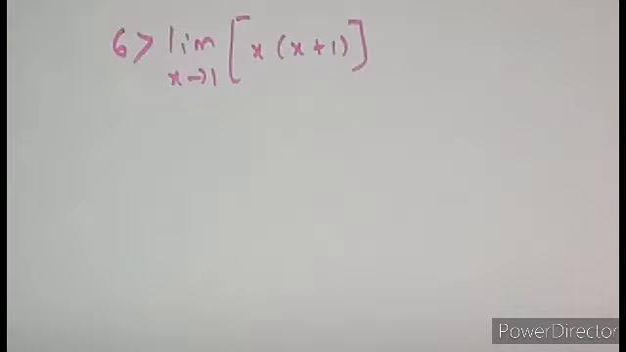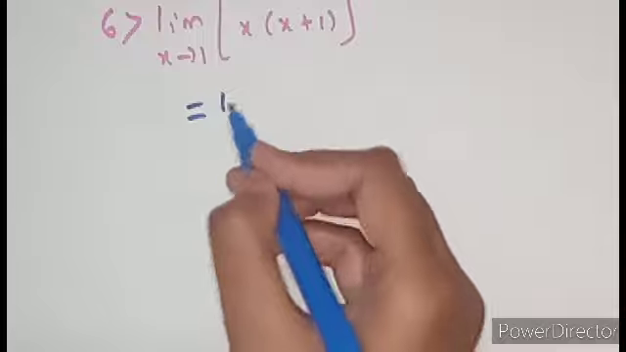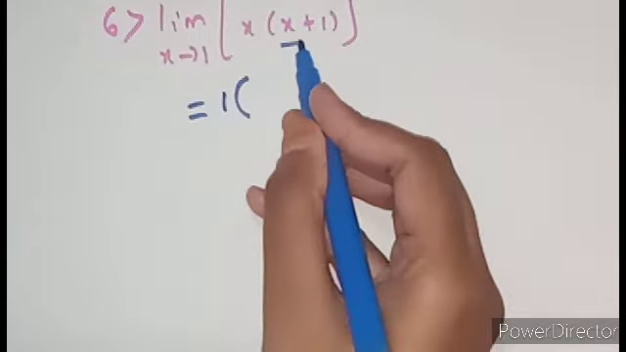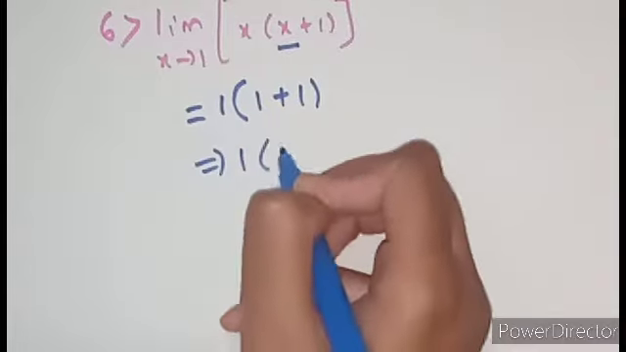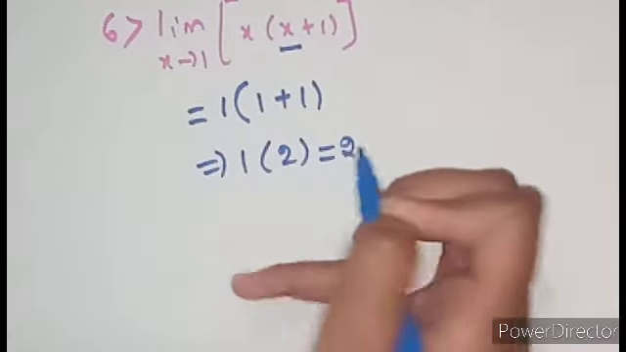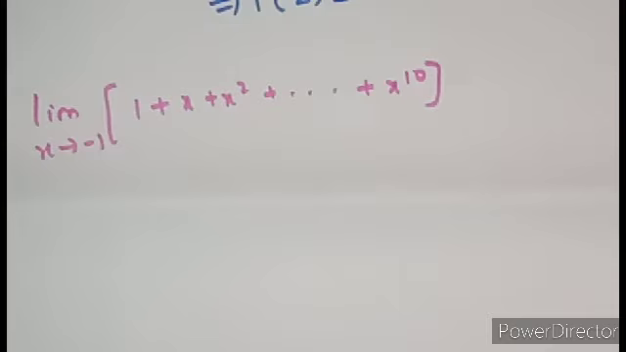And the sixth question is limit x tends to 1, x times x plus 1. Since x is tending to 1, put 1 in place of x. So 1 times 1 plus 1. 1 as it is, 1 plus 1 is 2. 1 times 2 is 2. Let's move on to the seventh question.